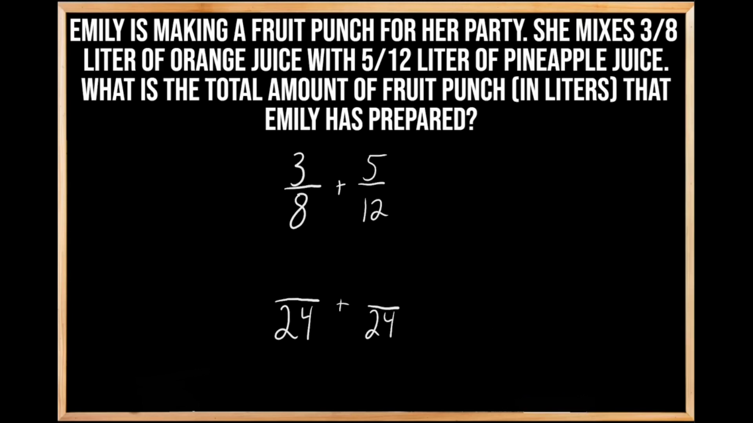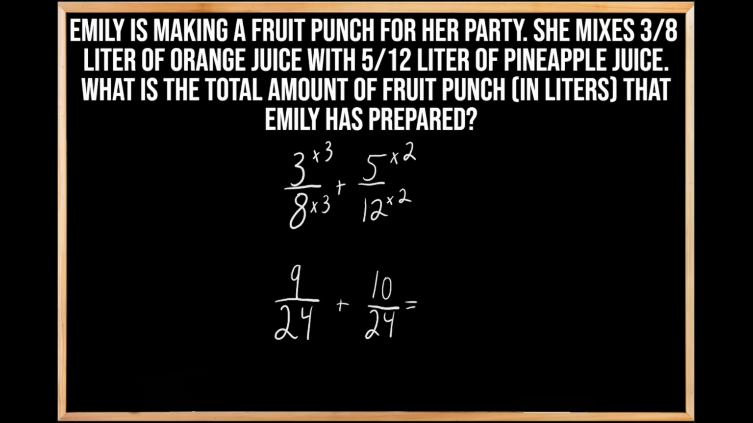Well, for the first fraction, we had to multiply our denominator of 8 by 3 in order to get the denominator of 24, so we're going to do the same thing to our numerator up top. And when we multiply 3 times 3, we get 9. Then for the second fraction, we had to multiply our denominator of 12 by 2 in order to get the denominator of 24, so we're going to do the same thing to our numerator up top. And when we multiply 5 times 2, we get 10.